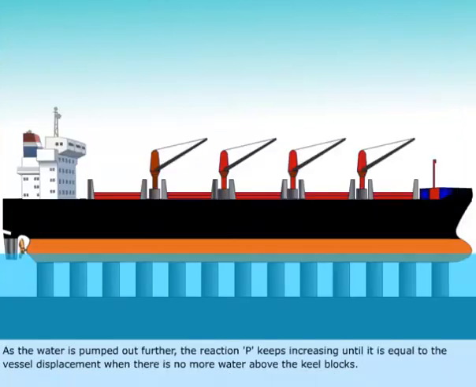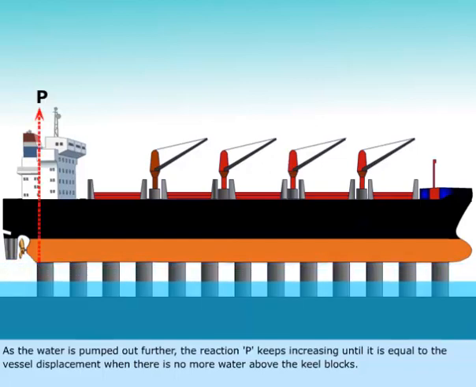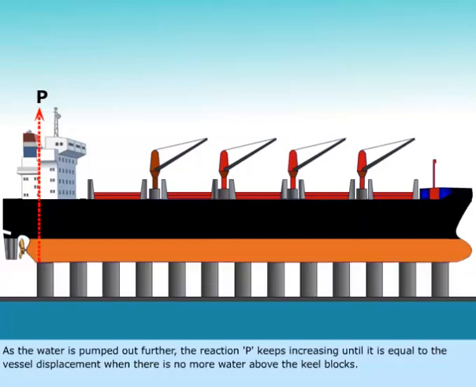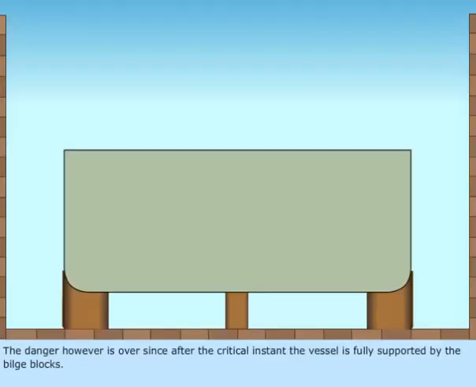As the water is pumped out further, the reaction P keeps increasing until it is equal to the vessel displacement when there is no more water above the keel blocks. The danger, however, is over, since after the critical instant, the vessel is fully supported by the bilge blocks.